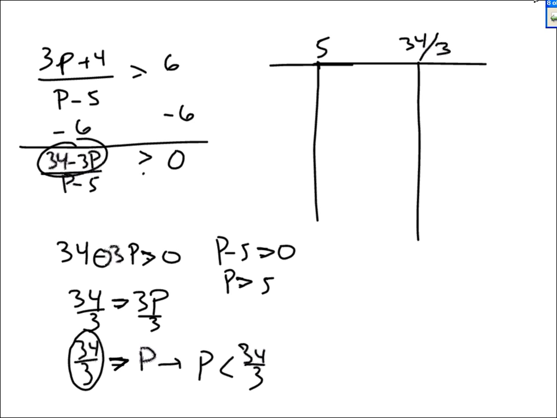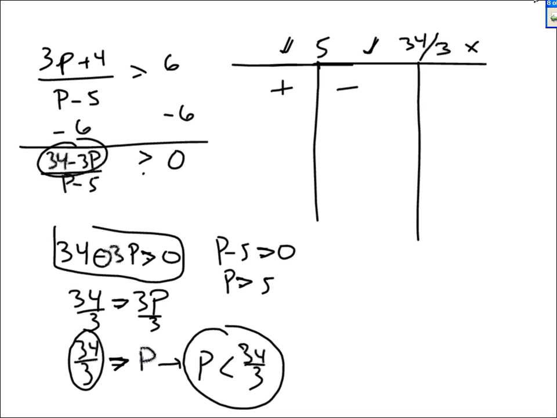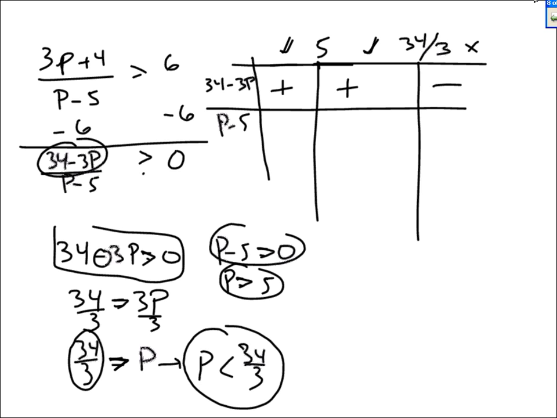Okay. So here, we have 3 intervals. The left two, that's where p is less than 34 over 3, and that's when that factor is positive. So to the left it was positive, to the right it was negative. This is 34 minus 3p. Now what about p minus 5? Well, p minus 5 is positive when p is bigger than 5.